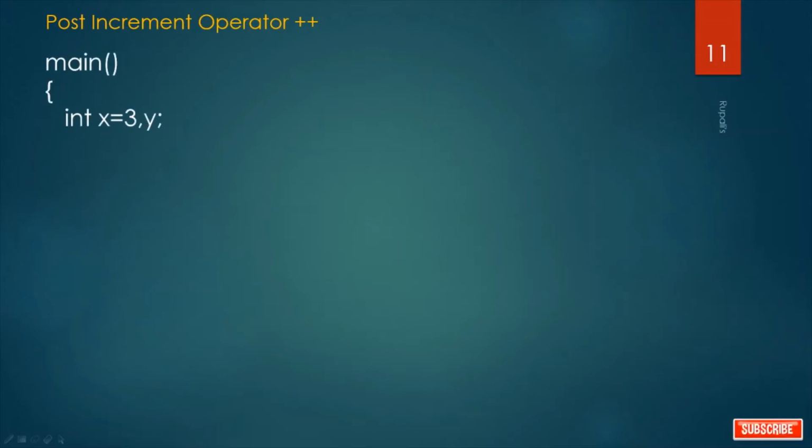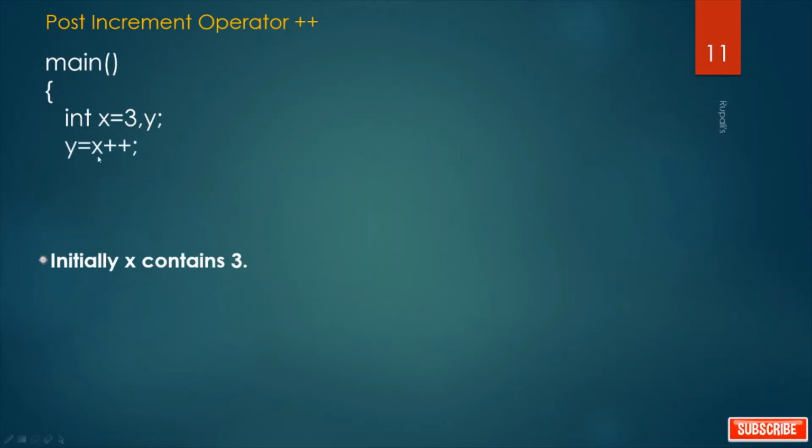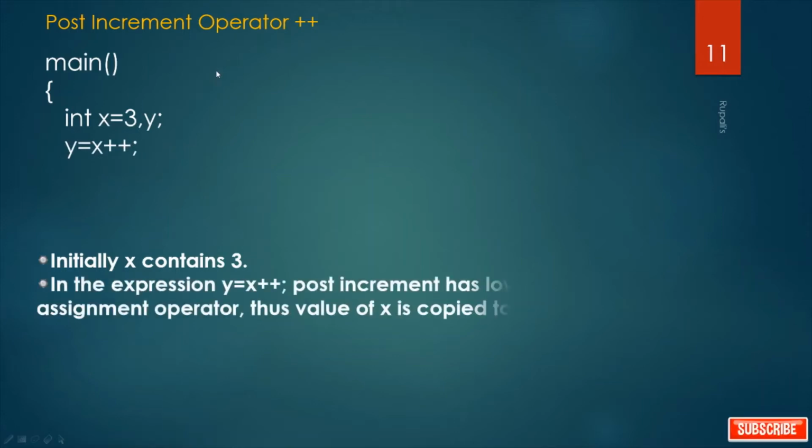I declare two integer variables, x and y. Both are integer variables, and initially x contains 3. Now if I write y equals x plus plus, what does it mean? The post-increment operator has lower priority than the assignment operator. Thus, first the assignment operator works, then plus plus works.